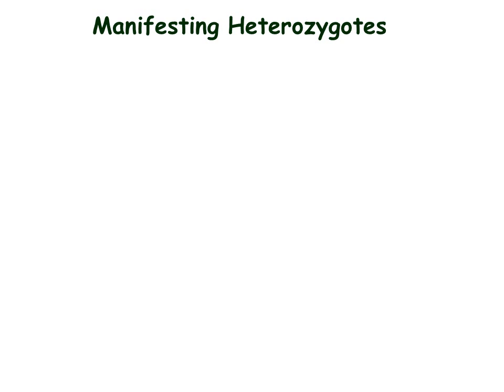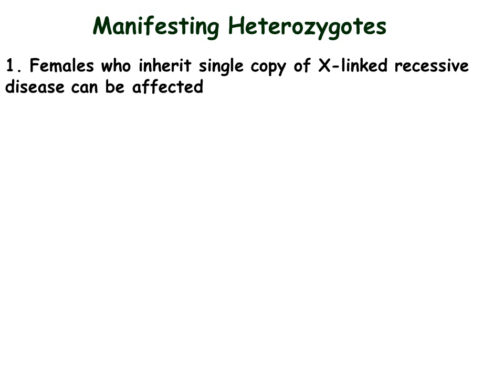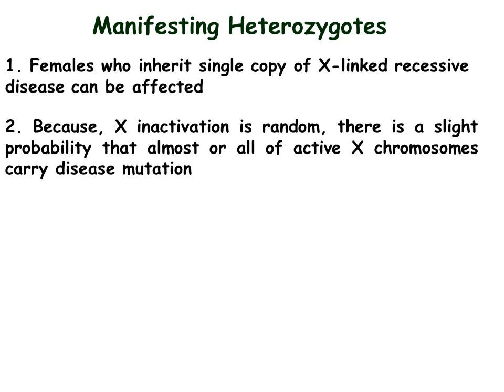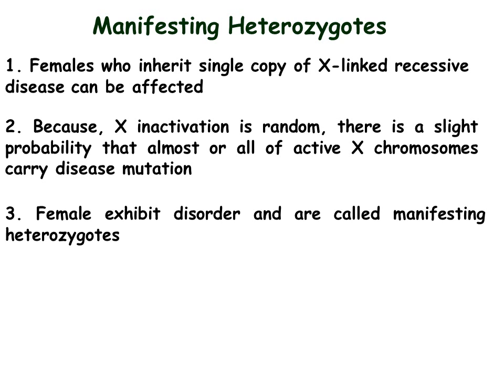Then there is something called manifesting heterozygotes. This is when a female inherits a single copy of an X-linked recessive disorder and they are affected. How can this happen? Well, X inactivation is random, right? So you expect more or less a 50-50 distribution. However, occasionally there's a slight probability that almost all of the active chromosomes carry the disease mutation, in which case they can then express the disorder. And so they are referred to as manifesting heterozygotes because they are heterozygotes.